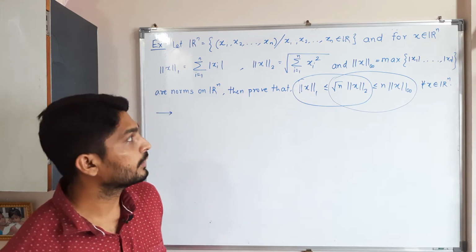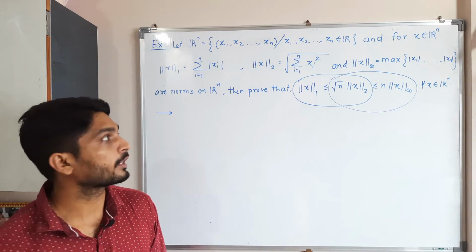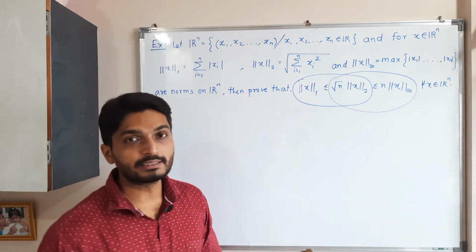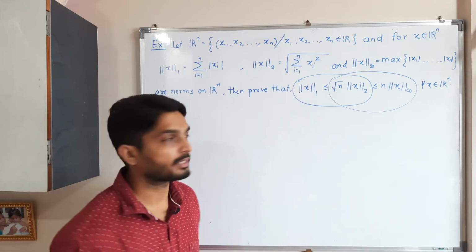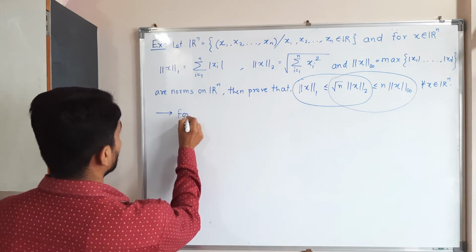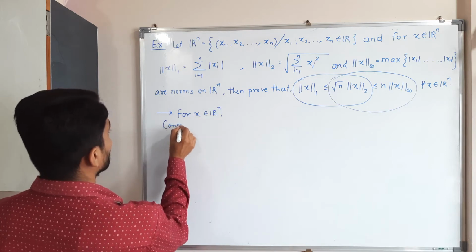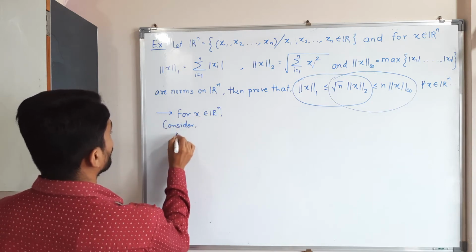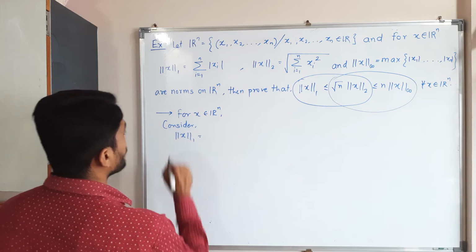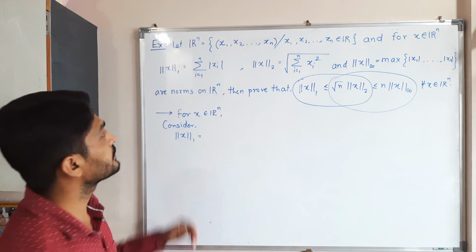Okay, so let us continue. Now we are going to prove the remaining half of this inequality. ||x||_1 is there, so obviously I will start with ||x||_1. For x belongs to R^n, I'm going to consider ||x||_1. Tell me, what is its definition? The definition is already given here. So this is its definition.